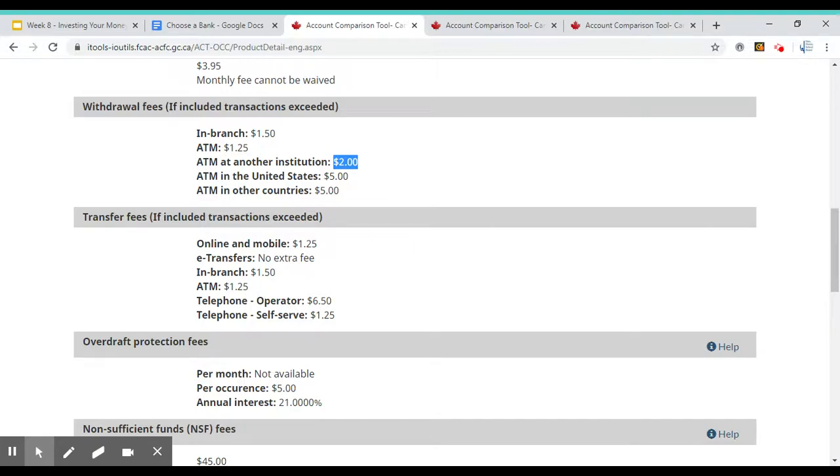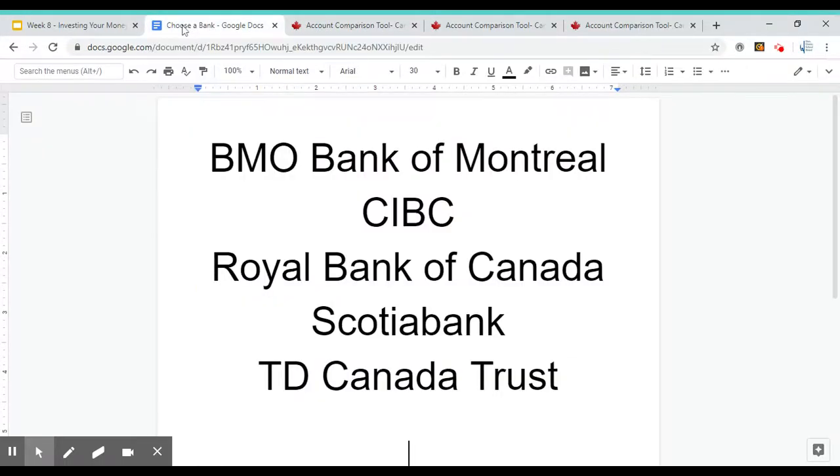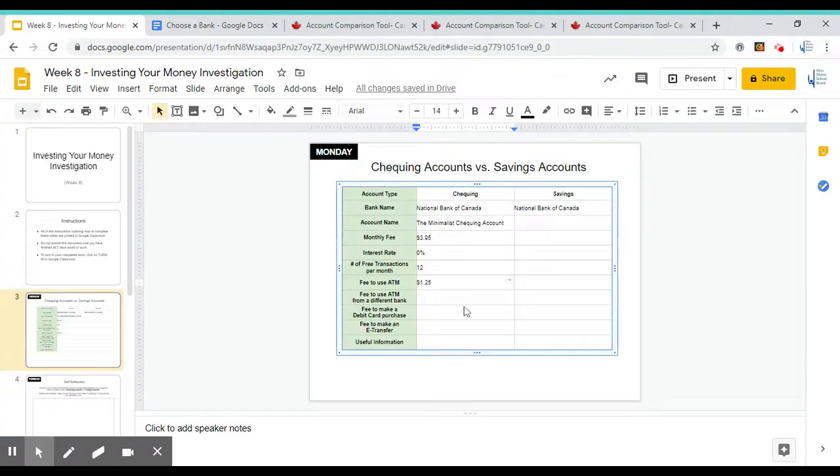So that means it actually would cost $3.25. So $1.25 plus $2 to do one at a different bank. So if this is the National Bank and I happen to be near a TD Canada Trust and I use their bank machine, I have to pay an extra $2. So it would cost me a total of $3.25 for that transaction.